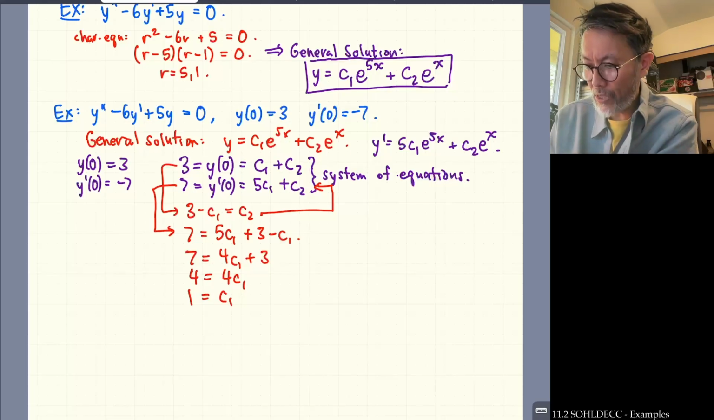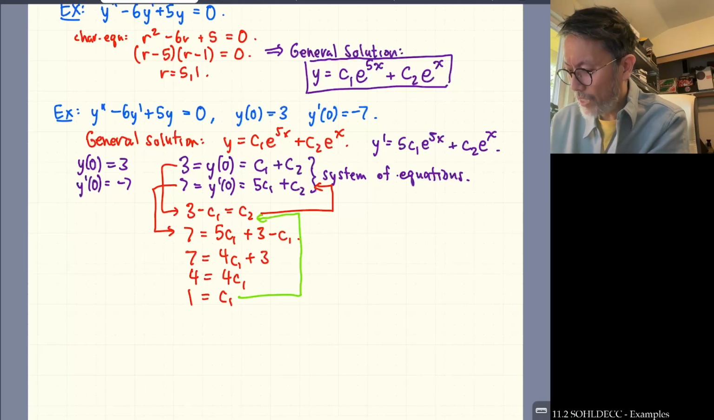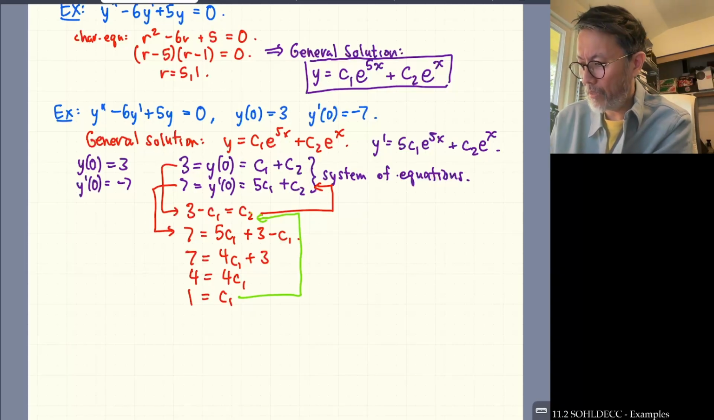Okay, so that's C1. And now how can we figure out C2 from this? Well, we know a relationship between C1 and C2 right here. We can take this value of C1, that it's 1, and use this equation to conclude that C2 is in fact equal to 3 minus 1, which is 2.